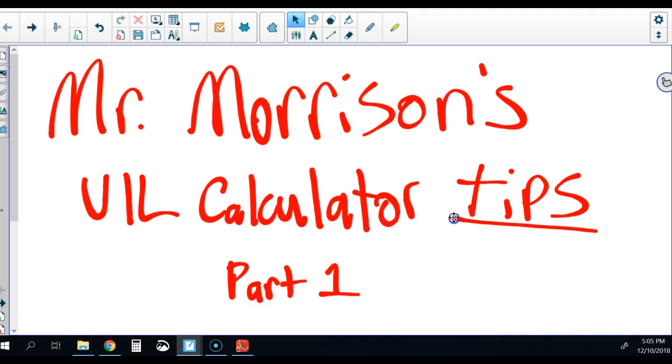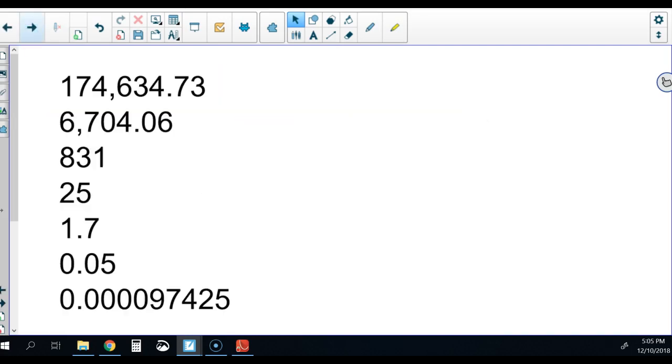The biggest thing that throws people off here is how to write your answer. It's not just typing in the numbers in the calculator, writing down the answer. You have to write your answers a very specific way. So here I have a bunch of random numbers, big numbers up in the hundreds of thousands, thousands, hundreds, all the way down to teeny tiny numbers, 0.000, and so on.